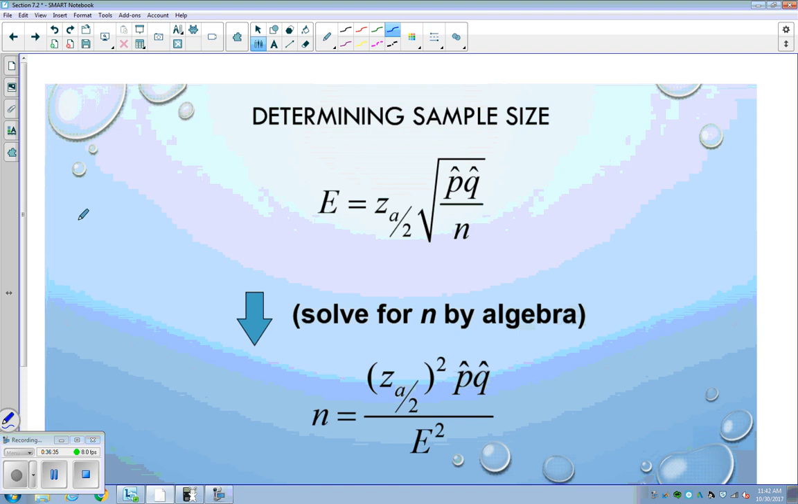So we have the z-score at alpha divided by 2, squared, times p hat times q hat, then divided by the margin of error squared. And we can determine what sample size we need to predict the population proportion.